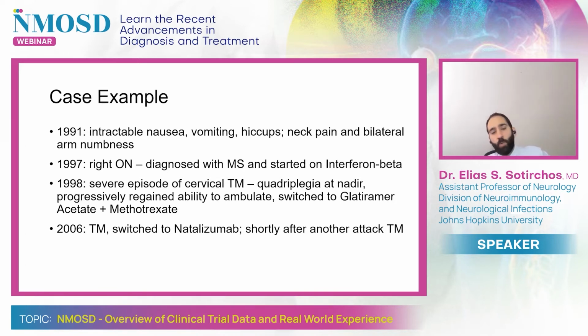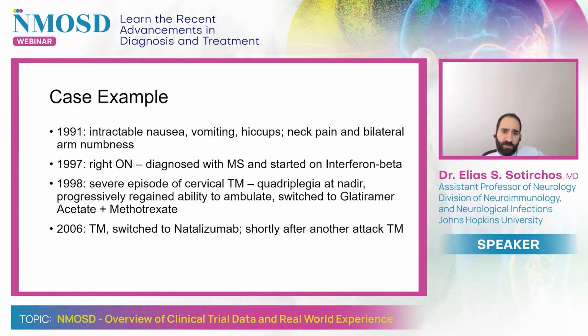Based on the history, one would assume that she almost certainly had an area postrema involvement, as well as potential extension into the cervical cord, given the neck pain and bilateral arm numbness. Then over the following 6 years, she did well without recurrent attacks, but then developed right optic neuritis, was diagnosed with MS, and started on beta interferon treatment, subsequently developing a very severe episode of cervical TM, transverse myelitis, leading to quadriplegia at nadir.